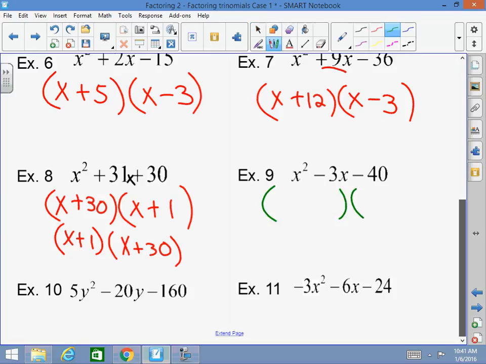How about this guy? Positive 5, negative 8 is beautiful. 5 times negative 8 is negative 40. 5 minus 8 is negative 3. Fantastic. Yes, sir, my brother.